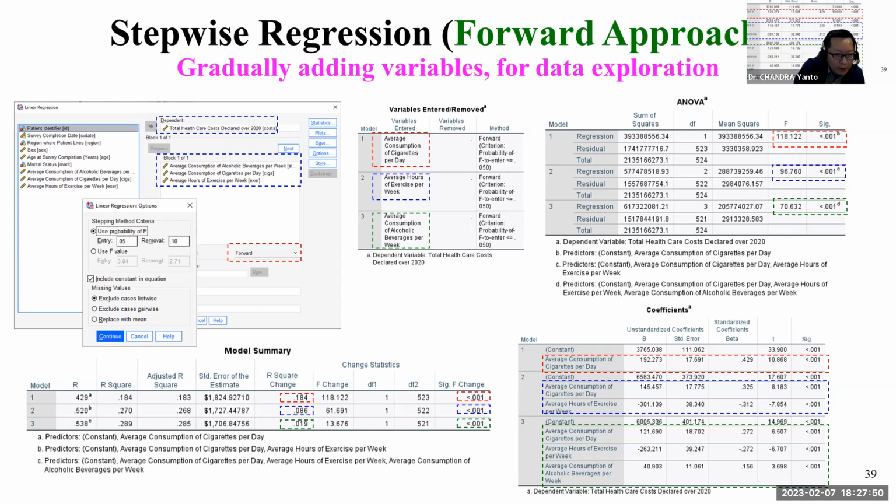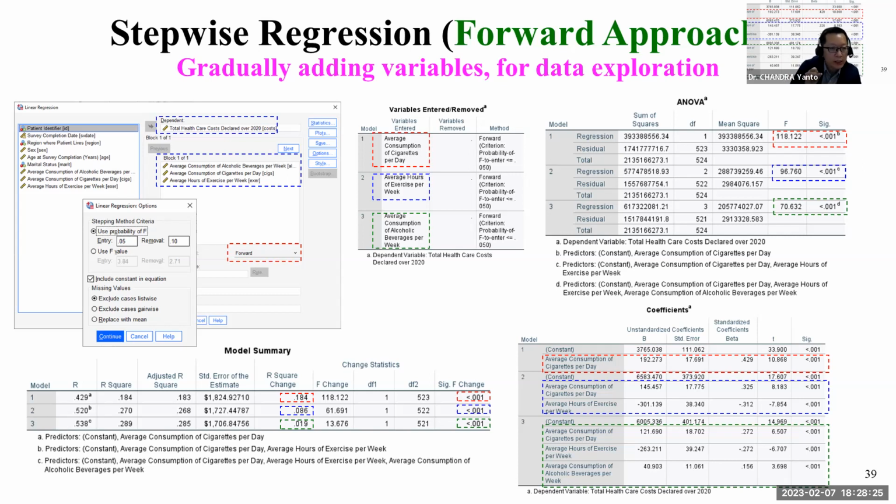So for model A, you have only cigarettes, right? And the R square is 0.184, and it's significant. The F is significant. And then for B, look at the small b down there. You have cigarettes plus exercise per week, and R square is 0.27. But how much is the change in R square by adding exercise? By adding the exercise, it becomes 0.086. So it's much smaller than the previous 0.184.